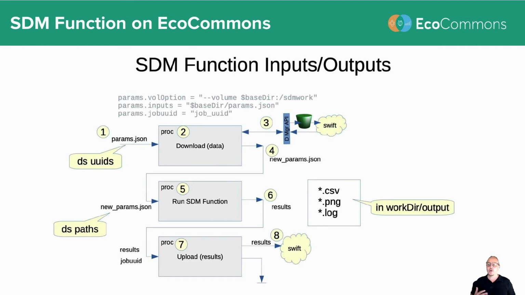SDM functions, inputs and outputs. Here we are describing a simple SDM function that's being run as a pipeline on Nextflow. We have the first process where you download the data. This is where all data is prepared and made ready for actually running the function. The second process is running the function, which uses the data that was provided and downloaded and utilizes the parameters supplied by the user. The last part of the pipeline is uploading the results produced by the SDM function. It uploads this into the Swift object store.